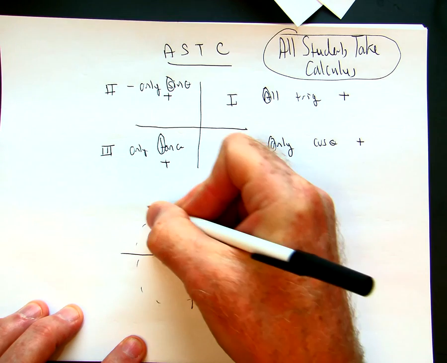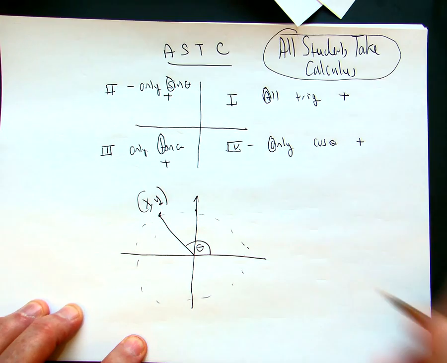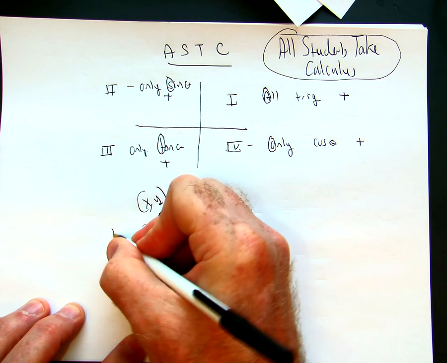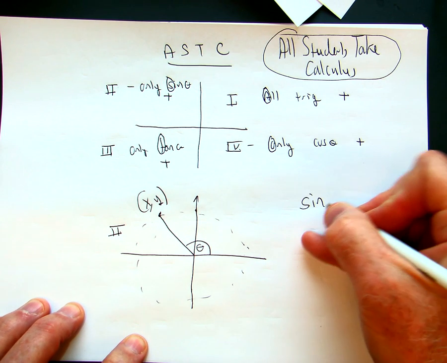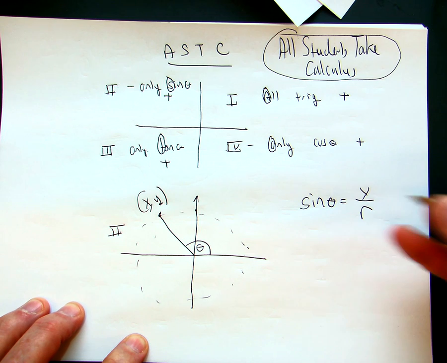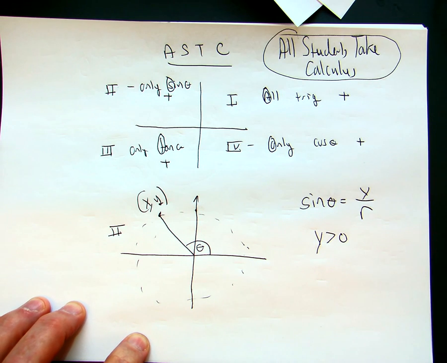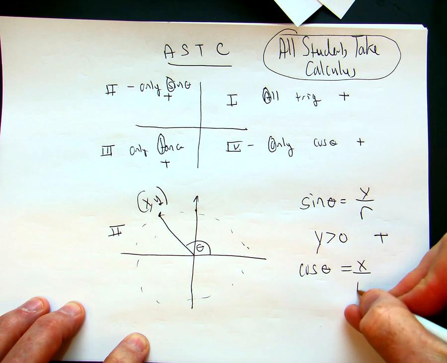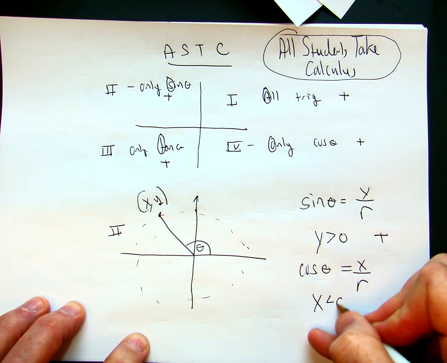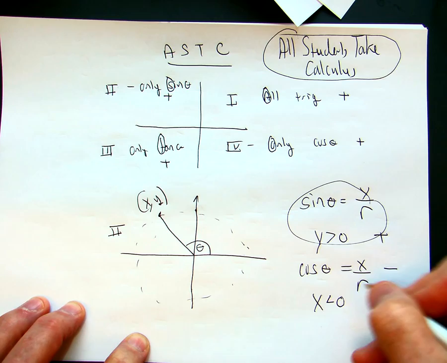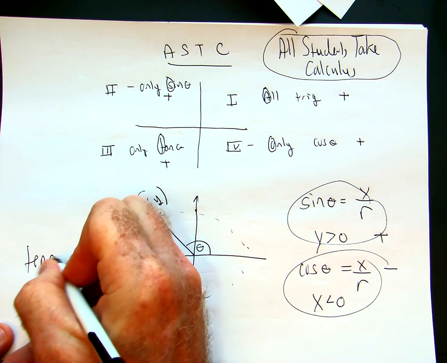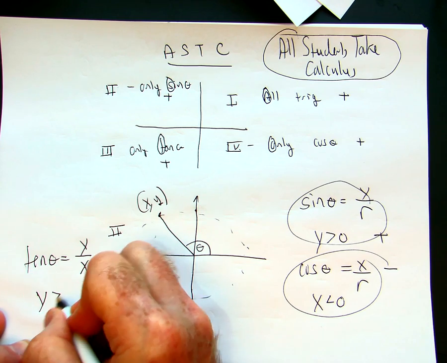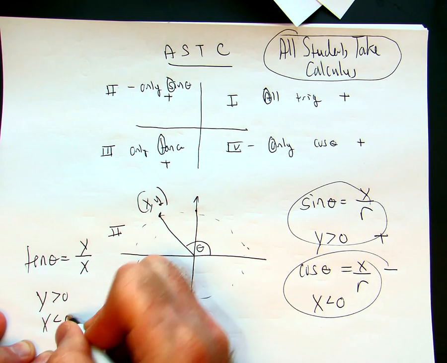the reason this is true is if we look at it, this is an angle in quadrant 2. We get sine theta is equal to y over r. Y is greater than 0, so we have positive. Cosine theta is equal to x over r. X is less than 0, so we have negative. And then finally, tangent theta is y over x. Y is greater than 0, x is less than 0, so that's negative.